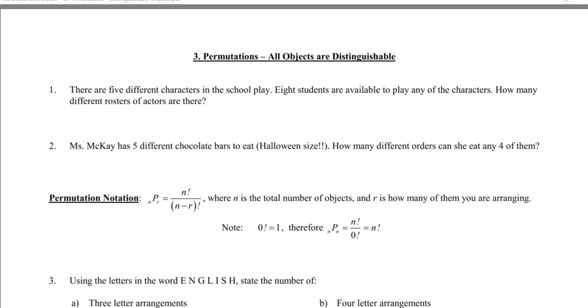Permutations where all objects are distinguishable, which means we can tell them apart. Because guess what tomorrow is? Permutations where some of the objects are the same, right? You can't tell them apart. But here we can.